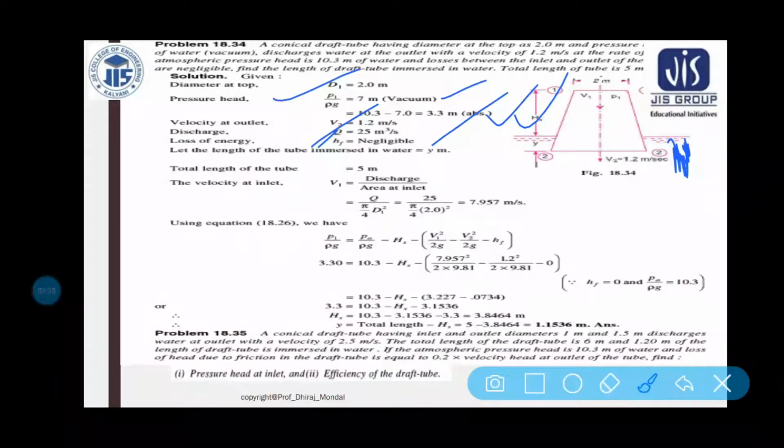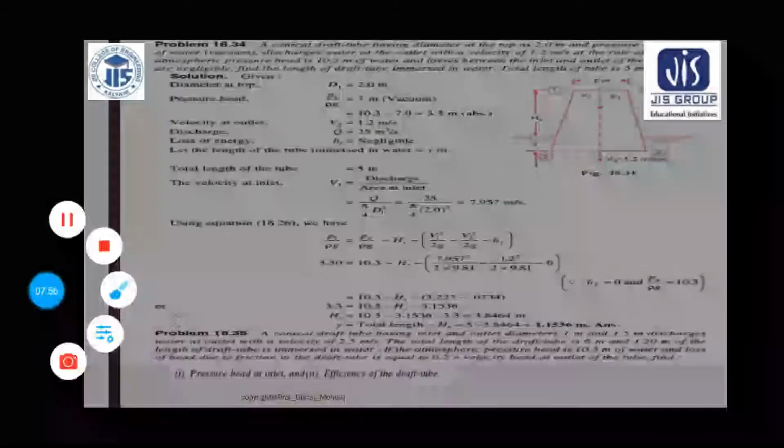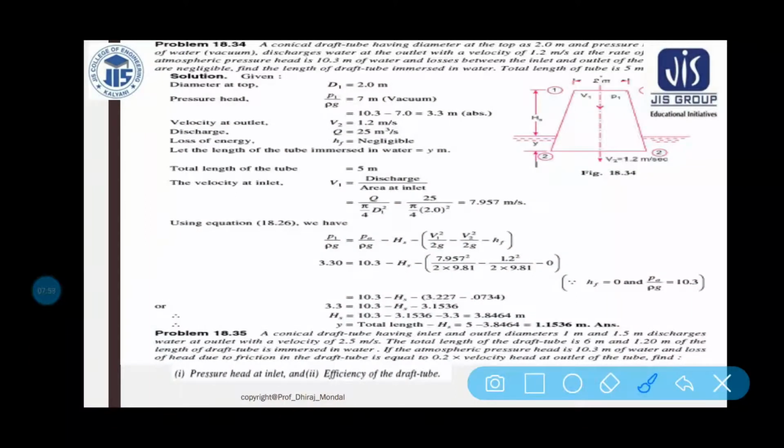Okay, so let us see the total length of the tube, 5 meter, it is given. So this one is given and this y is not given. Let us discuss first of all how we can find out V1. You know that discharge by area, and discharge Q is given, 25 meter cube per second. Area is pi by 4 d1 square. So you will be getting V1.